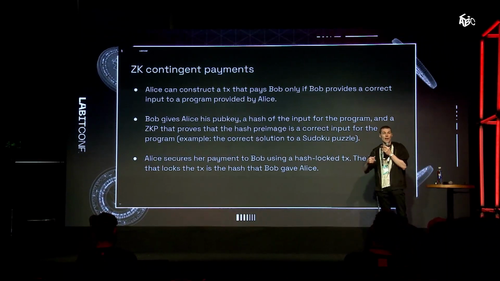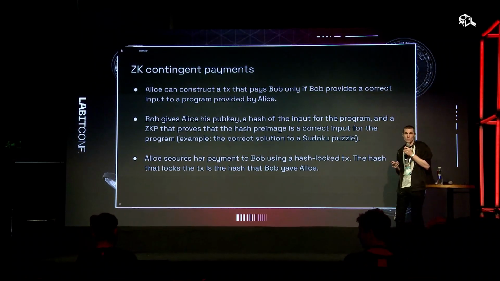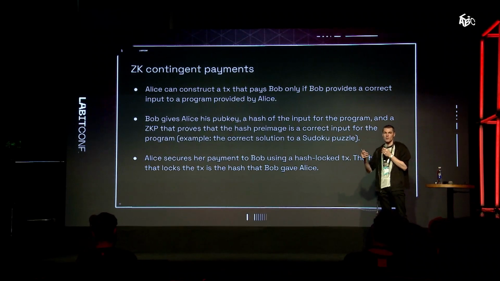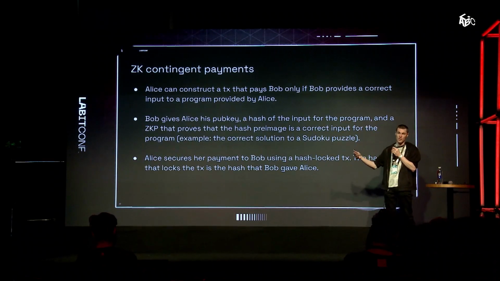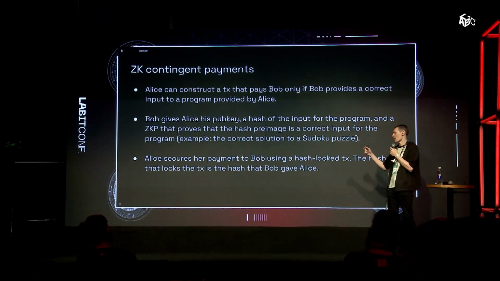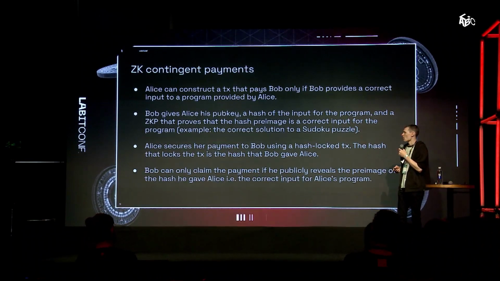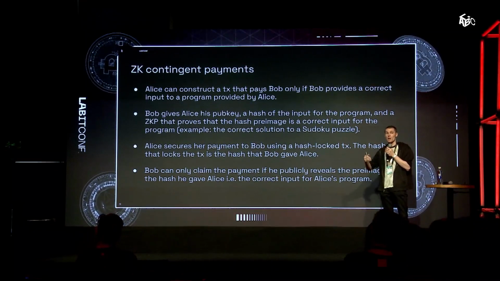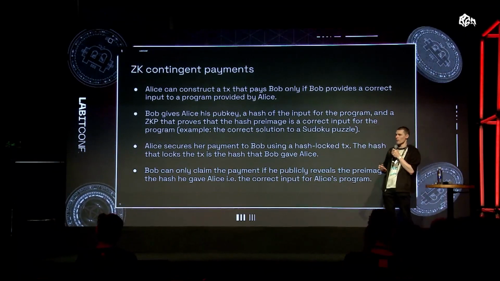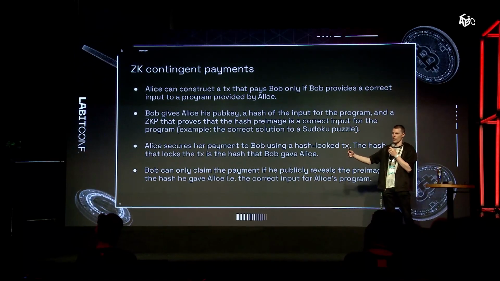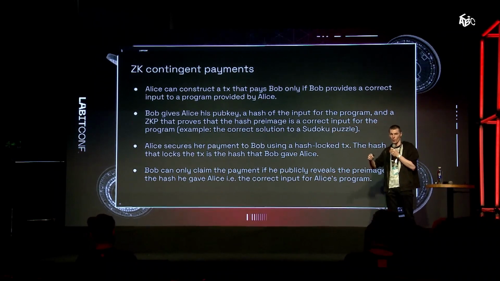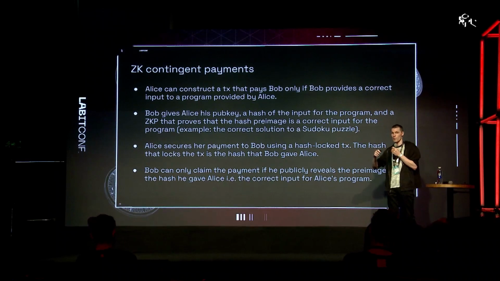And now that Alice has been convinced that Bob actually knows the answer to her Sudoku puzzle, she's going to create a payment to Bob using a hash-locked transaction. Again, this is something you can do with Bitcoin today. And the hash that locks the transaction is the hash that Bob gave Alice. So now Bob can only claim the payment for his solution to the Sudoku puzzle if he publicly reveals the pre-image of the hash that he gave Alice. That is, he has to publicly reveal the solution to the Sudoku puzzle in order to spend the Bitcoin and send it to his own address.